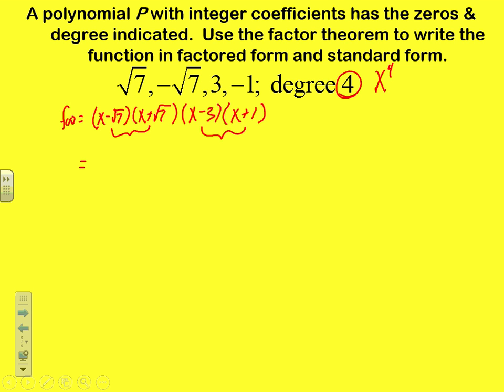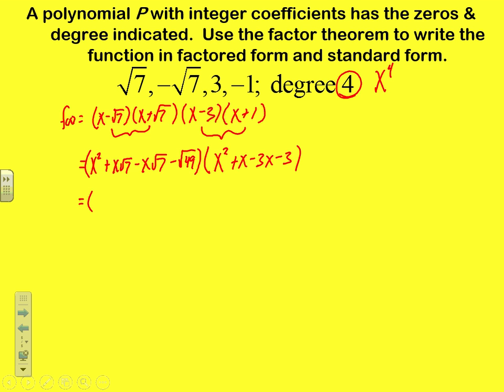So x times x of the first two factors gives me x squared plus x square root 7 minus x square root 7, parentheses. And then negative square root 7 times positive square root 7 will give me negative square root 49, which you're going to see is just going to simplify to be a 7 anyway. So FOIL the last two factors: x squared plus x minus 3x minus 3.